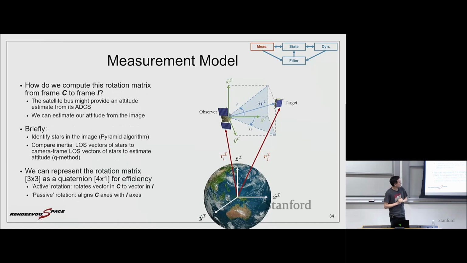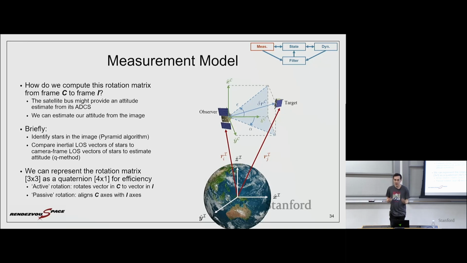So it's worth talking about how you might be able to get that. In many cases, the satellite bus itself might have an ADCS system which provides that rotation matrix or quaternion automatically. We can also do it ourselves and estimate our own attitude from the same image we're using to track our target spacecraft.